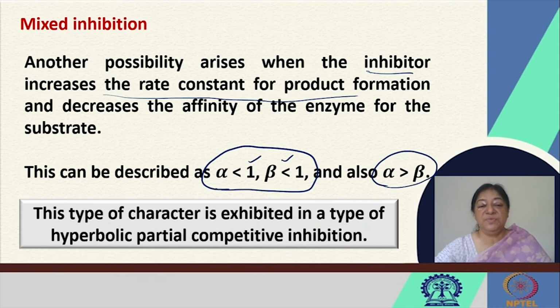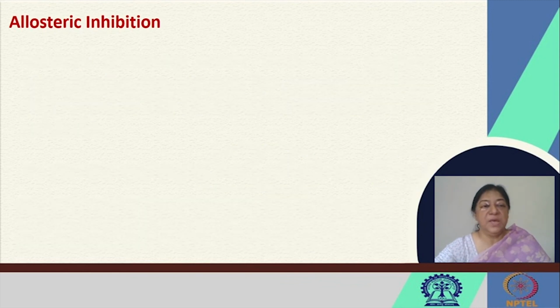And this type of character is exhibited in a type of hyperbolic partial competitive inhibition, where there is partial competitive inhibition in the sense that the inhibitor is binding to the substrate. So we realize that there may be several variations in terms of the binding of the inhibitor to the enzyme that affects the substrate binding in different ways.